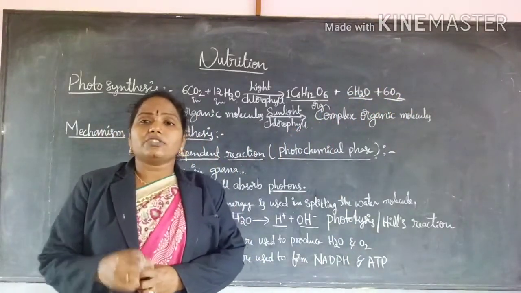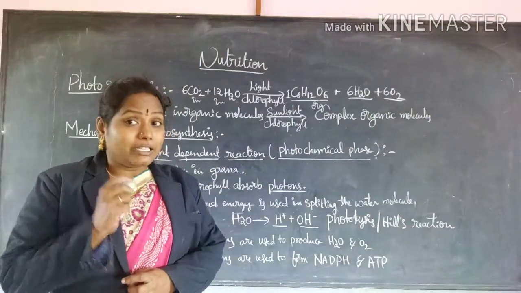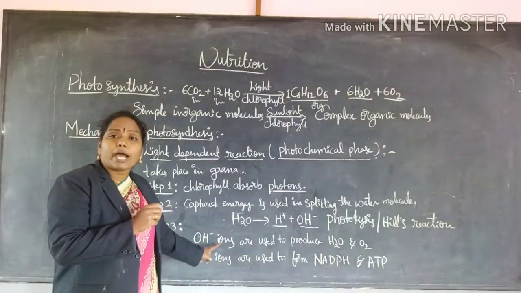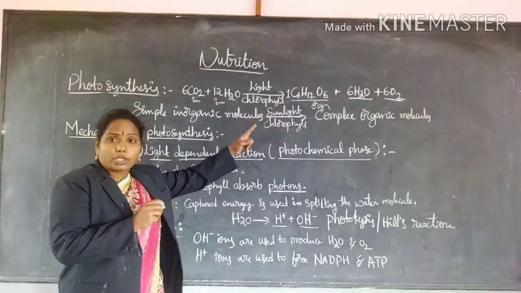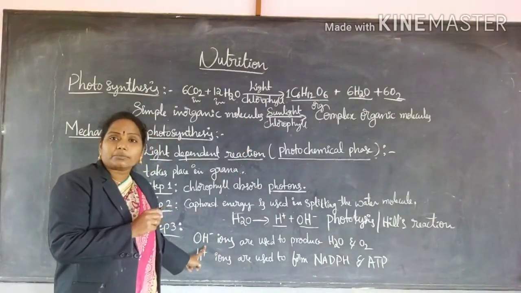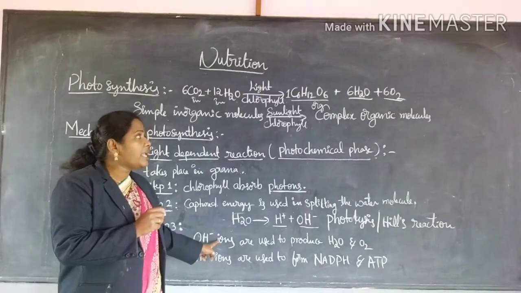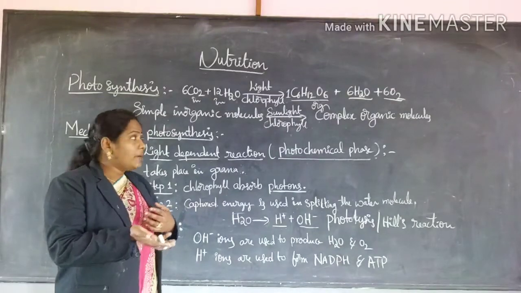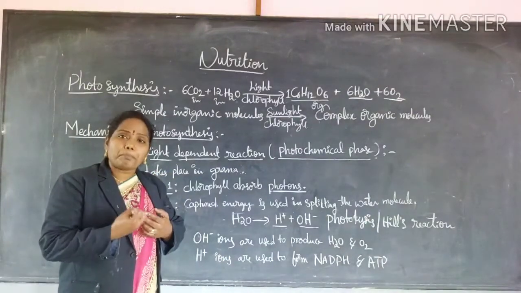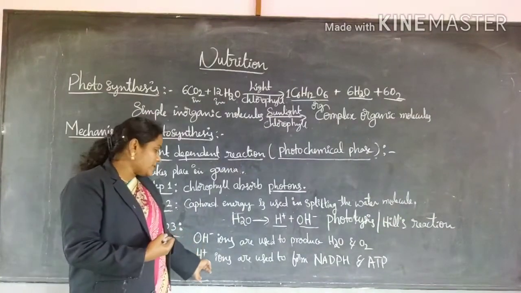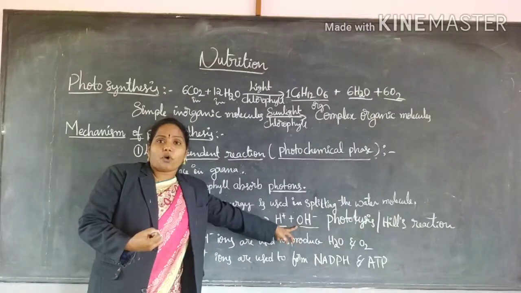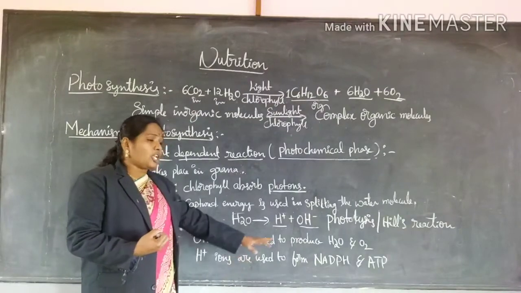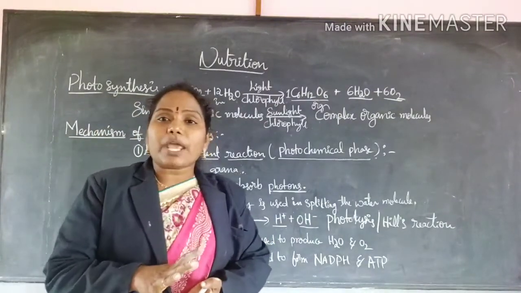During photosynthesis, we know that plants release oxygen. That oxygen is formed from these OH minus ions. Water molecules are also formed from these OH minus ions. The oxygen is released into the environment, but the water molecules are utilized by the plant. Next, H plus ions. OH minus ions form water molecules and oxygen, but what about the H plus ions? H plus ions are used to form NADPH and ATP.